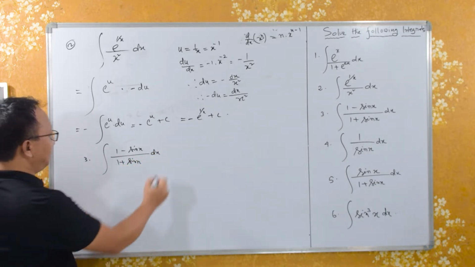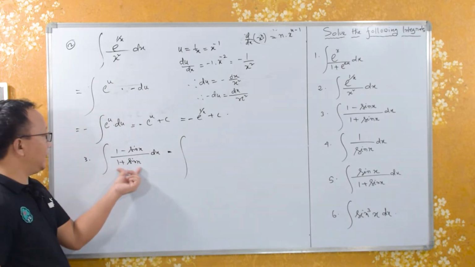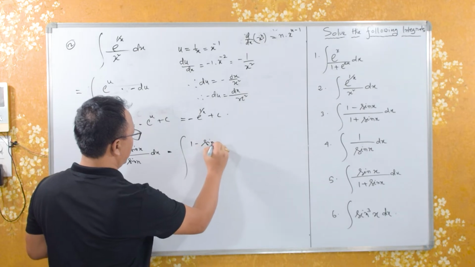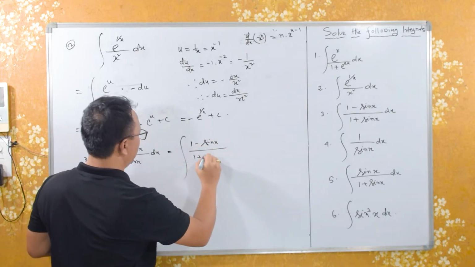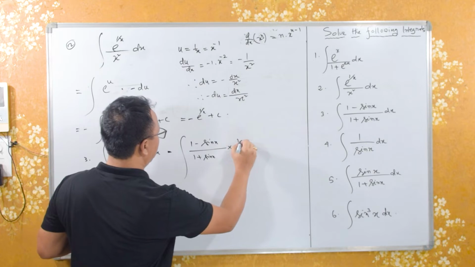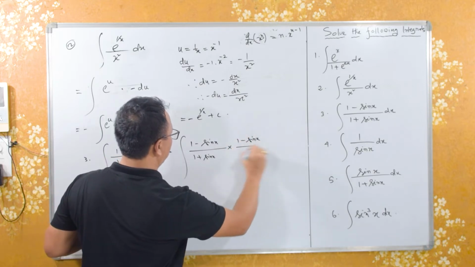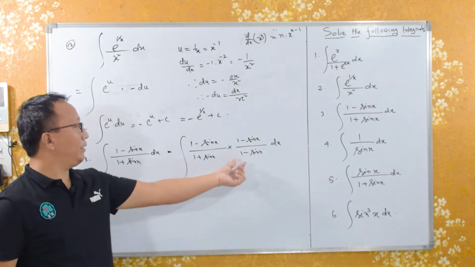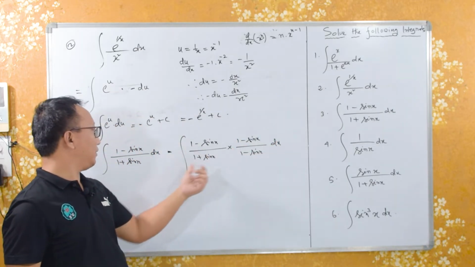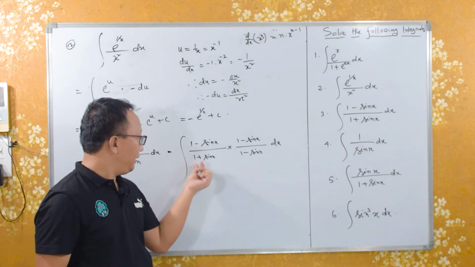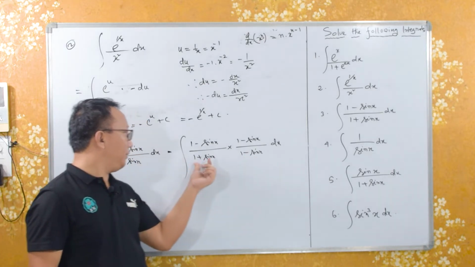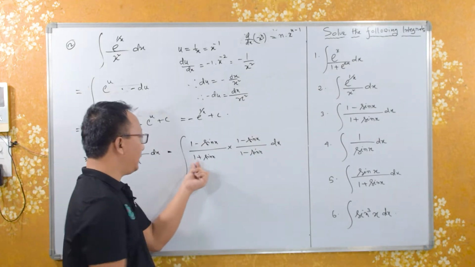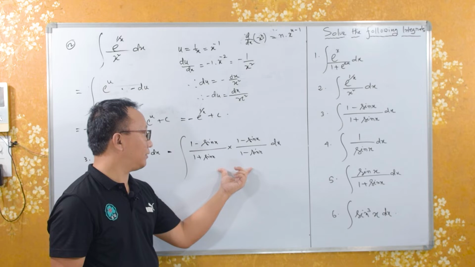By rationalizing, multiplying up and down by 1 minus sin x: (1 minus sin x) upon (1 plus sin x) into (1 minus sin x) upon (1 minus sin x) dx. Why am I doing 1 minus sin x instead of 1 plus sin x? Now if I do 1 minus sin x, I will be getting (a plus b) into (a minus b), that is a square minus b square. It means I will be getting 1 minus sin square x, that is cos square x.